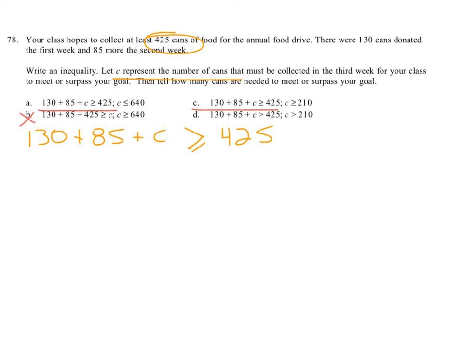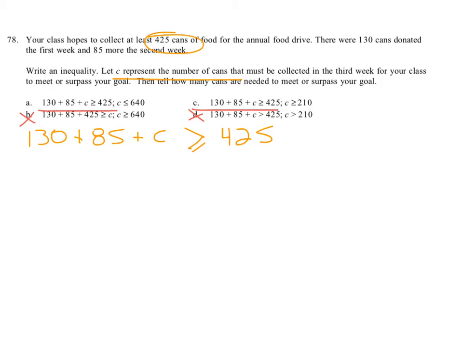And also couldn't be this because it doesn't say or equals. Here, since it says at least that amount, it could be that amount. That's just the least it could be. So it could be equal to 425. So we have to have it or equals. So we're going to cross that off as well.